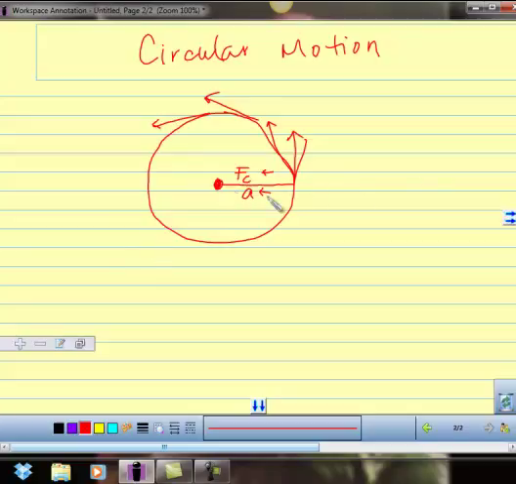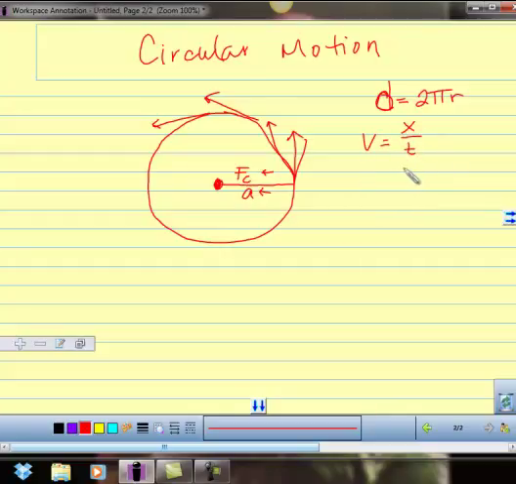Now we know that in order to find the circumference of a circle, we have to find the radius and multiply it by 2 pi. This is important because this becomes our distance around the circle. Whenever we want to find velocity, velocity is always distance over time.